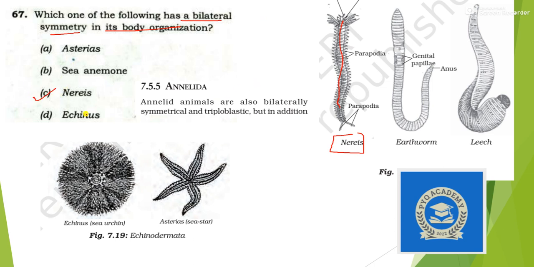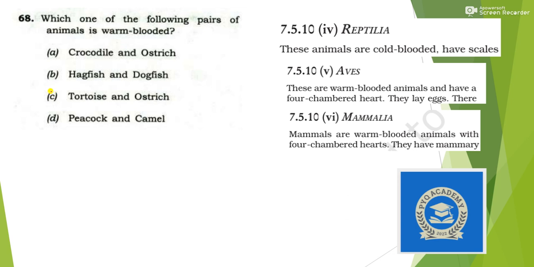Other options we can differentiate: you can cut this in two parts, but it will not resemble. Similarly, if you cut this into parts, it will not resemble totally. That's why Echinus and Asterias are wrong options. Our answer is option C, Nereis. Let's move to the next question.